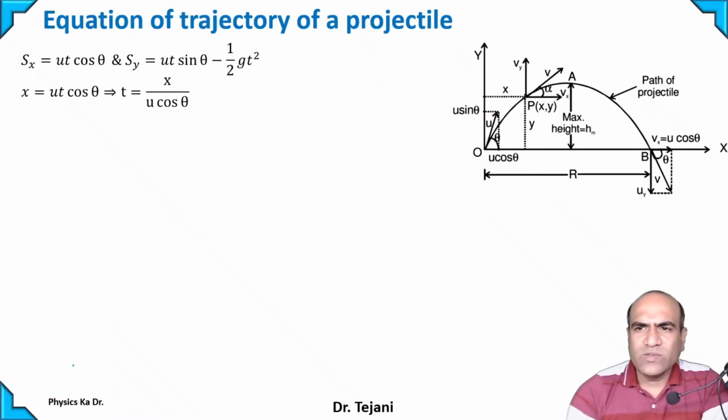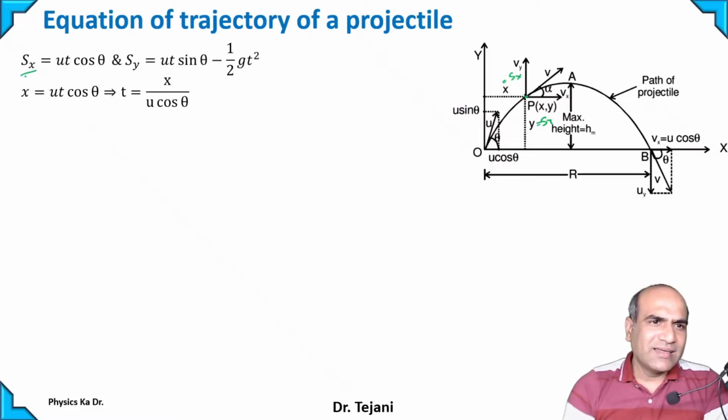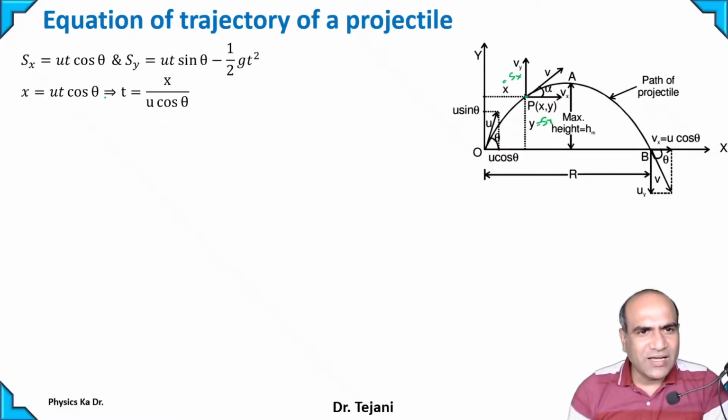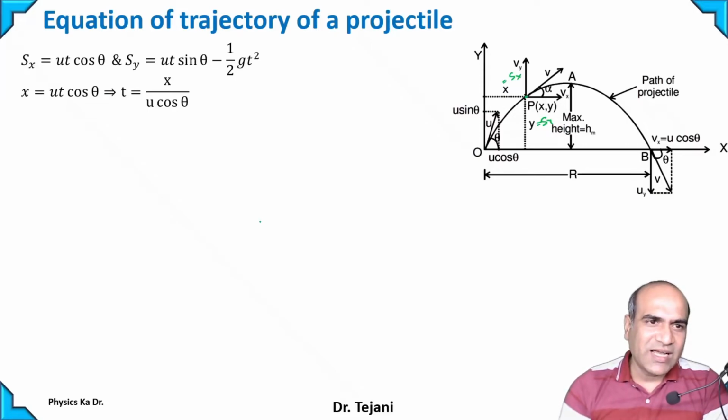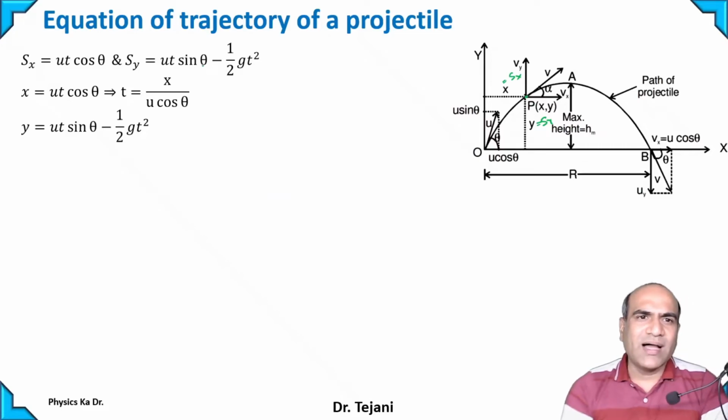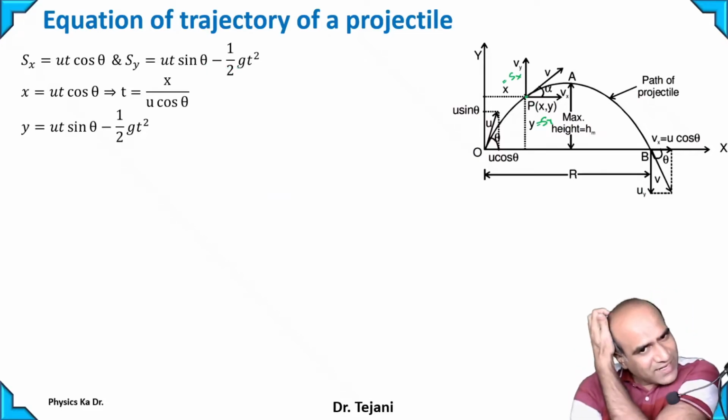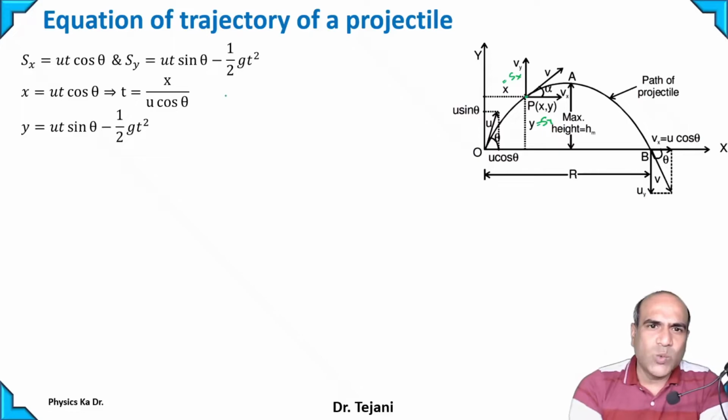So we have the y component: sy is equal to y and sx is equal to x. We can put x here, x is equal to ut cos theta. So from that we can find t is equal to x divided by u cos theta, and similarly y is equal to ut sin theta minus 1/2 g t square. We just rewrite this equation, nothing else. Put sy is equal to y and sx is equal to x.